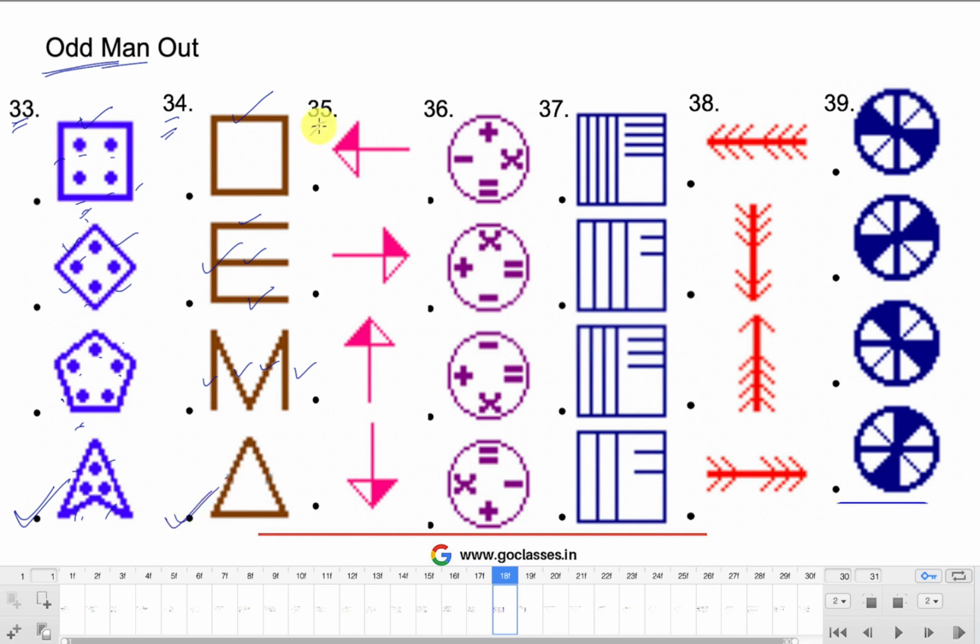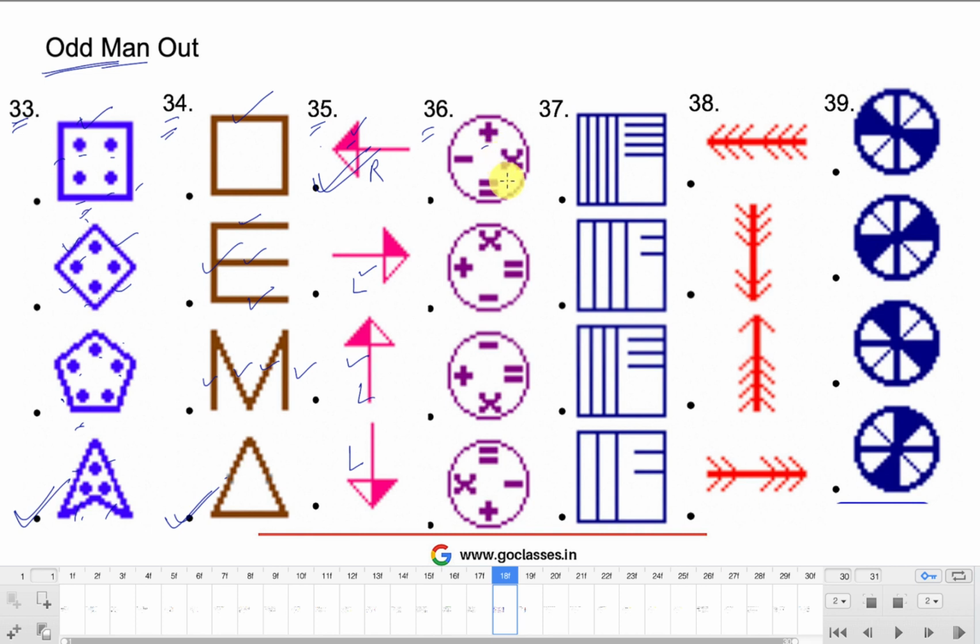Now in this 35 question, the figure is the same. So you have to find out this shaded part. It's in the right direction. Here it is in the left. Here it is in the left. In this it was right, left, left, and in this option it is left. So this is the odd man out. A is the answer.